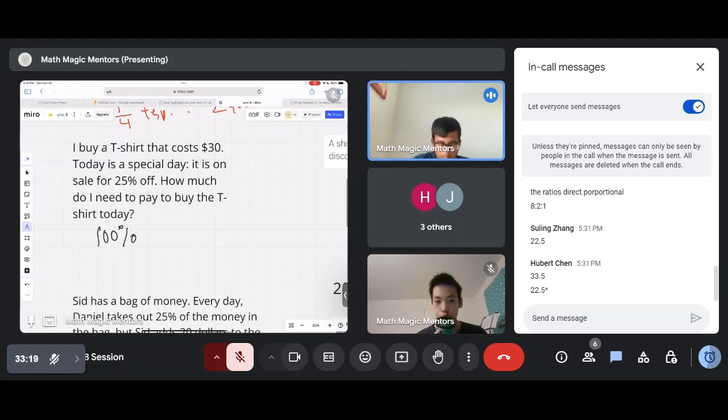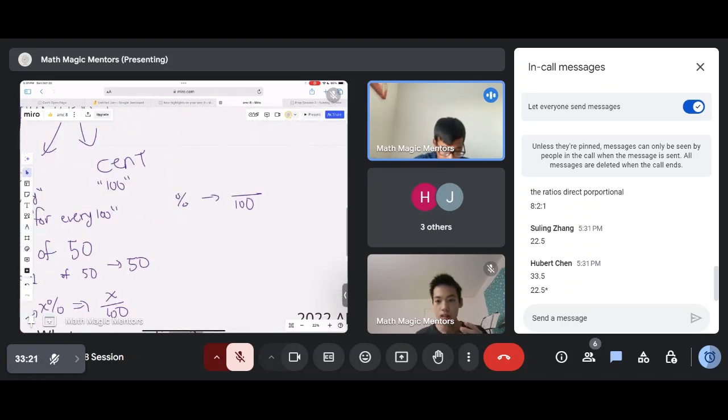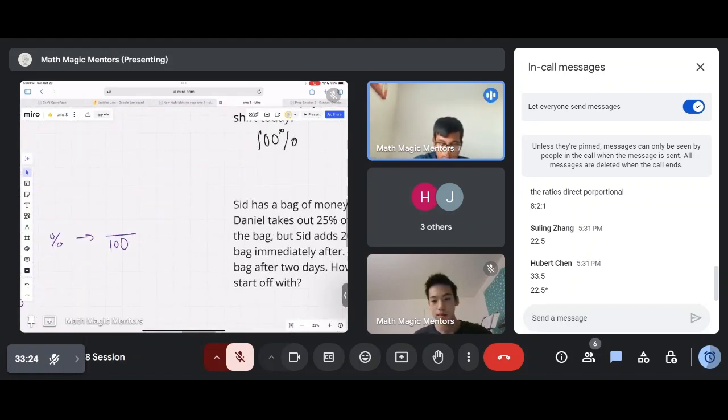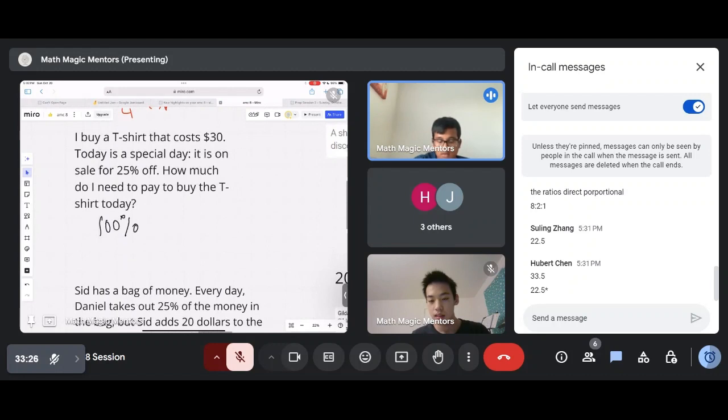As Daniel mentioned in the previous example with 50, 100% of 50 is 50. So 100% of 30 is going to be 30. So 30 is going to be the 100%. But then it says that I don't need to pay for 25%, because it is on sale for 25% off. So that means that I don't need to pay that 25%. So from that 100, I can take off 25%, right?